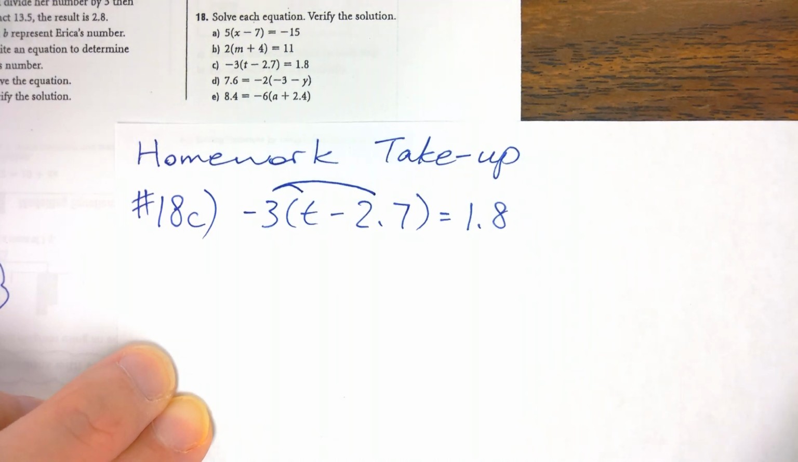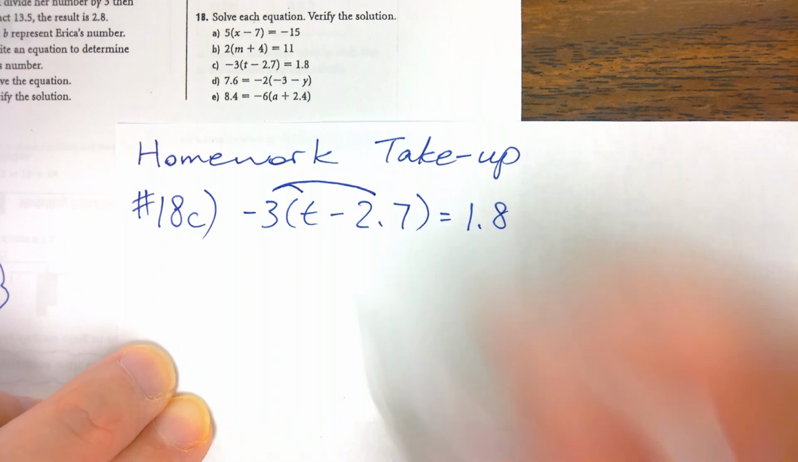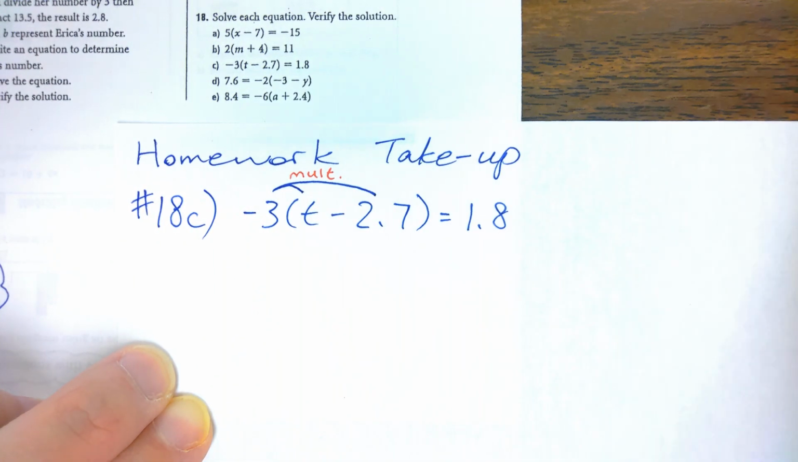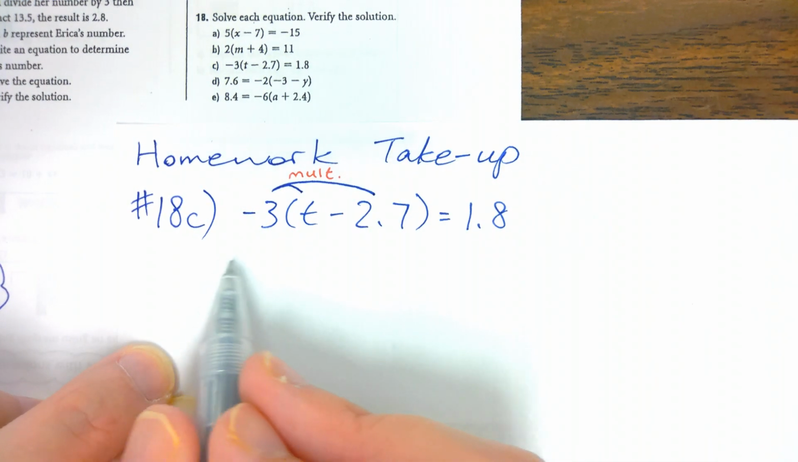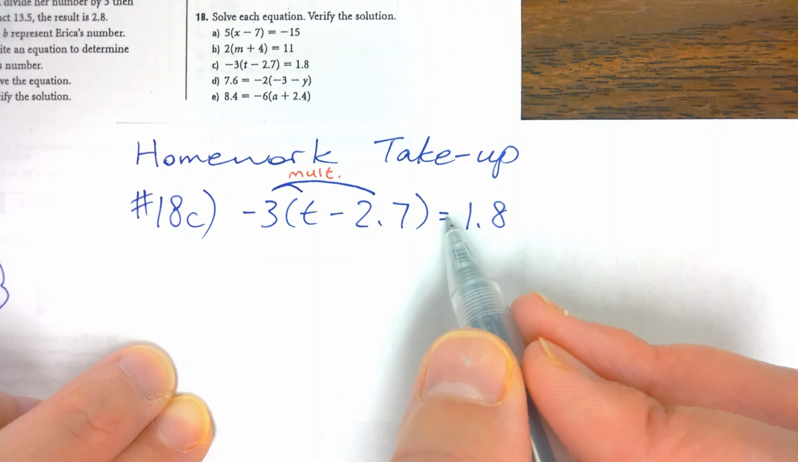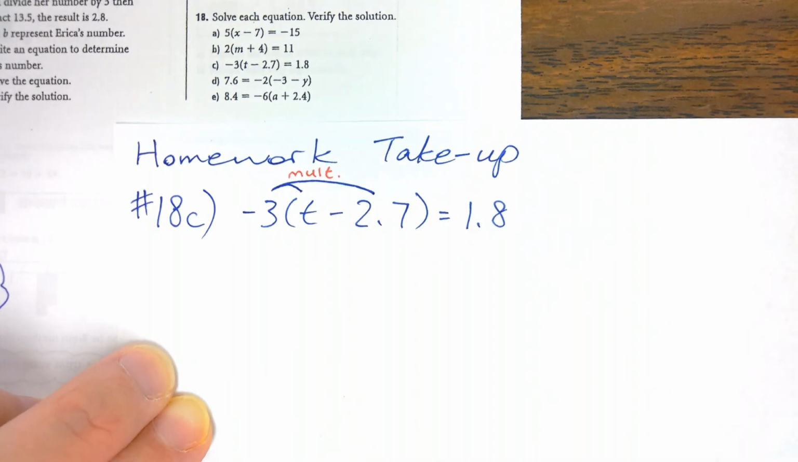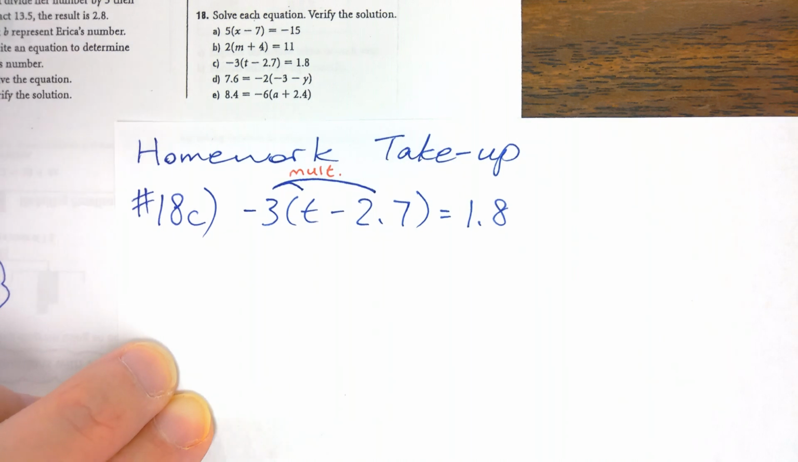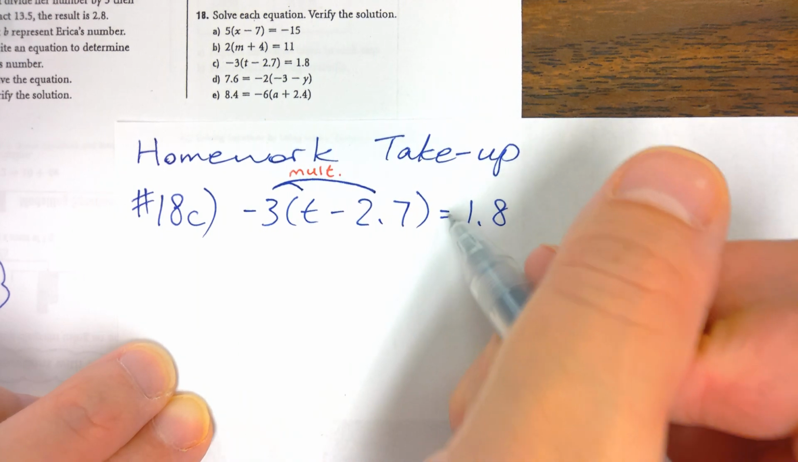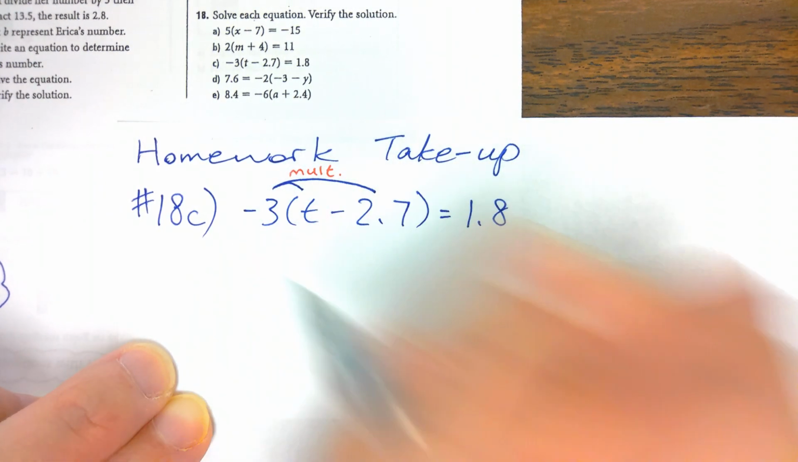So negative 3 times t. Good. And negative 3 times negative 2.7. Okay, so you want to multiply it in. Do not add an extra equal sign in the front because your equal sign is in the middle of your equation. I know your teacher used to always say, make sure it has an equal sign at the beginning of every line. So in this case, it's different. Your equal sign is in the middle, so don't put another equal sign here.